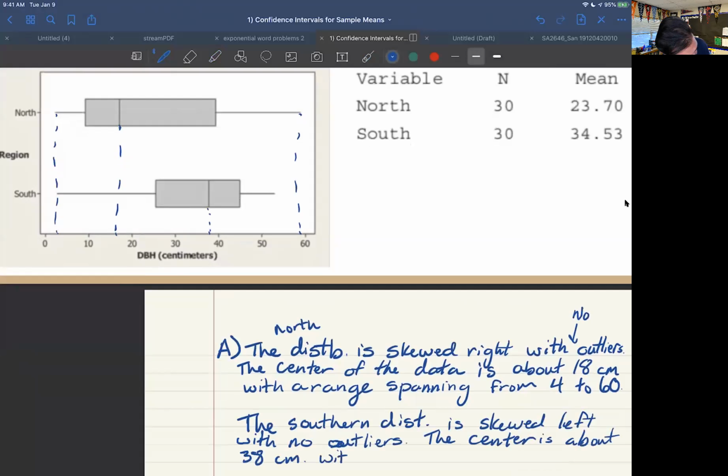With a range spanning from, I'm going to say 4 to 55.